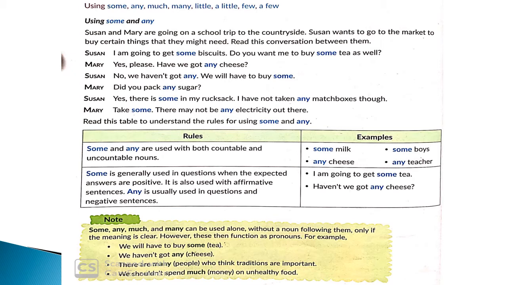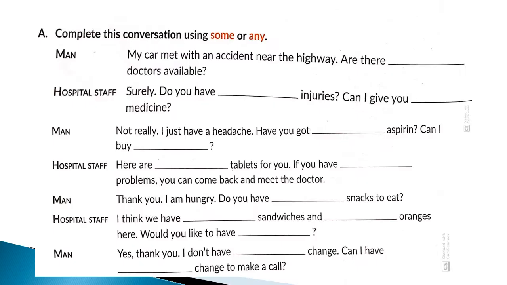There are many people who think traditions are important. We shouldn't spend much on unhealthy food. Much spend what? Money. So when the noun is already understood, we need not use it again and again, even when with an adjective. Let us come to the related exercises with some, any, much, many. Complete this conversation using some and any.